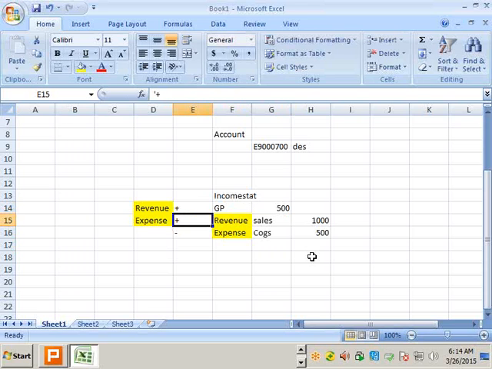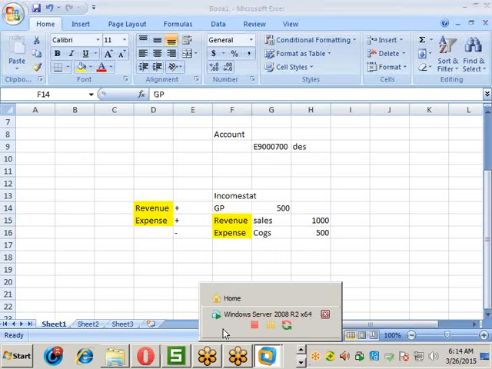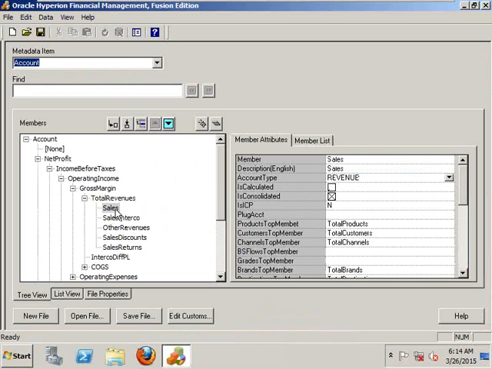So in the back end, you are tagging the members as revenue or expense, whatever the account type that you need to give. Here itself you can see sales is revenue account type, other revenues are revenue account type, sales discount is expense type, sales return is expense type. When you see the total revenue, the data will be accumulated: sales, sales intercompany, and other revenues will be added, and the values of sales discounts and sales returns deducted. Then you have the total revenues.